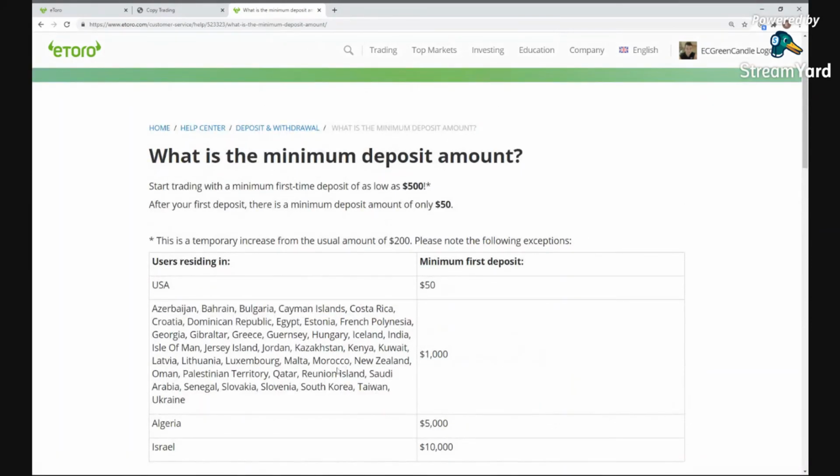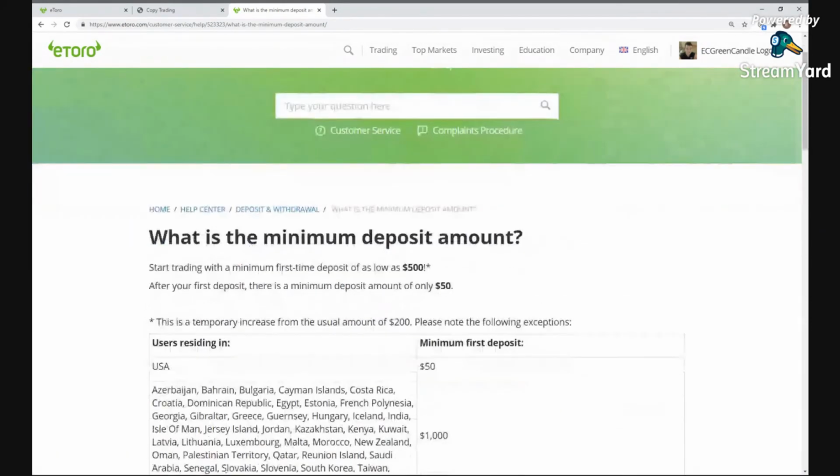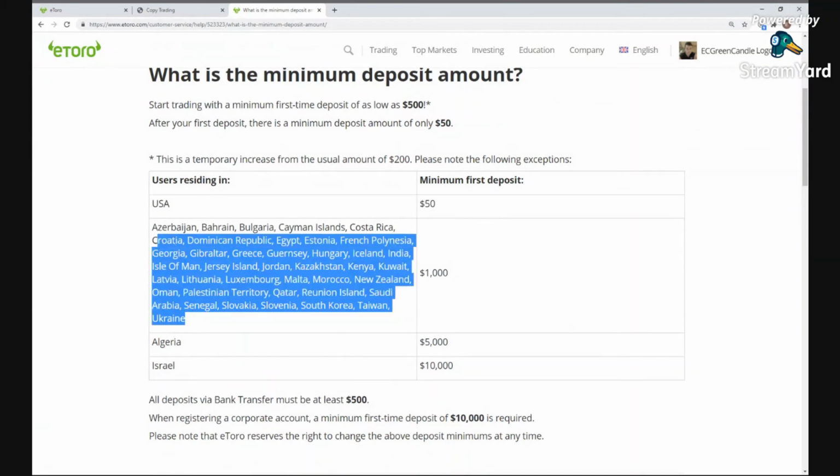But I already made a video on how to deposit money into eToro. I'll leave a link in the description so you can check out that video. There are some countries at the moment that are still on $1,000, but if your country is in the list here, you can check it out.